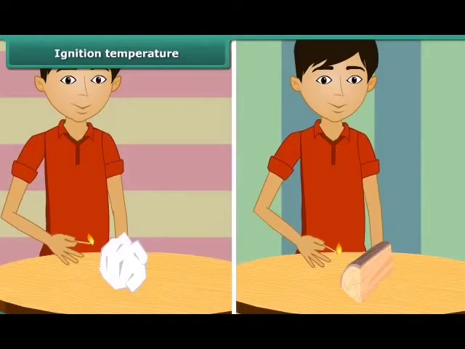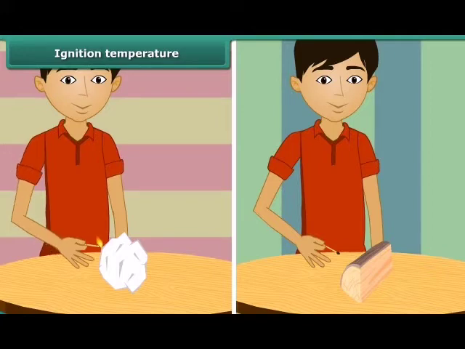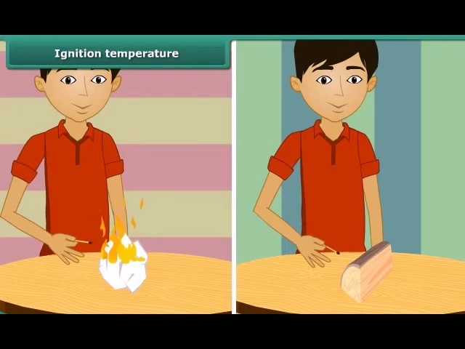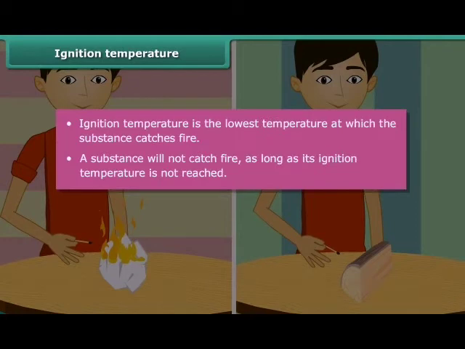We just saw that a paper burns when lighted with a matchstick. Now bring the matchstick close to the piece of wood. The piece of wood does not catch fire. One lighted matchstick is not able to burn the piece of wood, but a piece of paper burnt quickly. This is because the piece of wood has not reached its ignition temperature. Ignition temperature is the lowest temperature at which the substance catches fire.